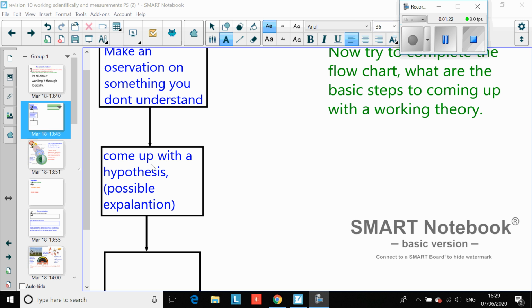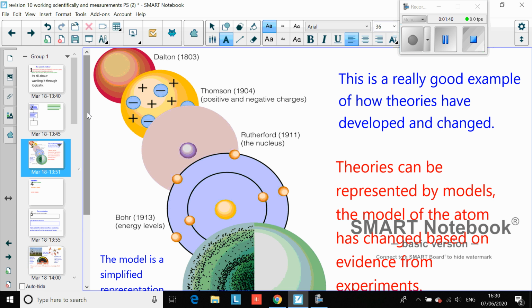Okay. So today, what we're going to do is think about how we actually do an experiment in order to gain this evidence to produce a theory. So I'm going to talk you through one example, and then I'm going to give you a couple of ideas. The first one would be an example of the atom. Now, you studied atoms in year eight, but maybe not in this much detail. So I'm not going to go into too much about these right now, but our idea of what an atom was has changed quite radically over the last few years.